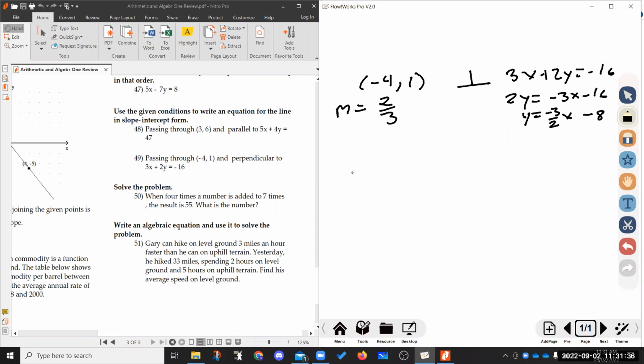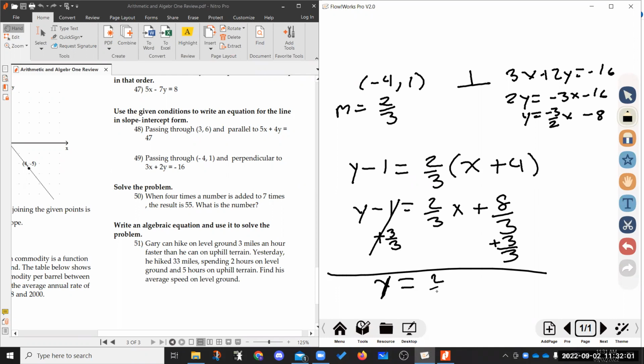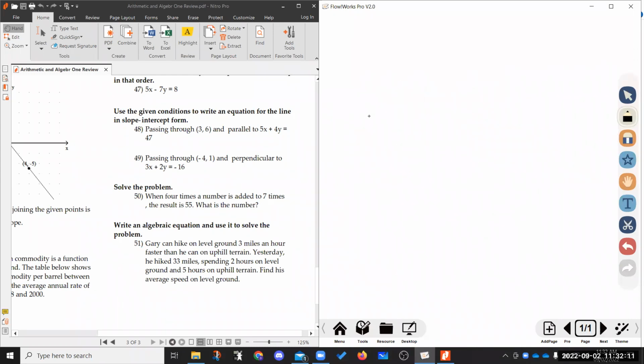So now I have y minus y1 equals m times x minus x1. And add 1. And add 1. And there we go. Now we're going to solve a couple word problems, and we will be done with this video.